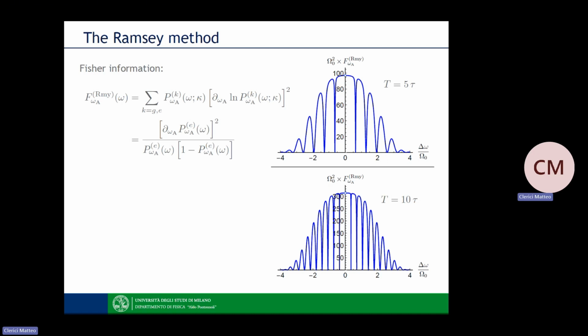This is the Fisher information, starting from the probability. Again, you can see that we reach the maximum at the resonance as expected. And of course, increasing the free evolution time also increases the Fisher information. As you expect, if you have a narrower peak, you finally also decrease, if you want, the uncertainty in your estimation. For example, you can expand the Fisher information around the resonance. You have this nice formula, which is useful to try to apply our theory to the actual experimental implementations.